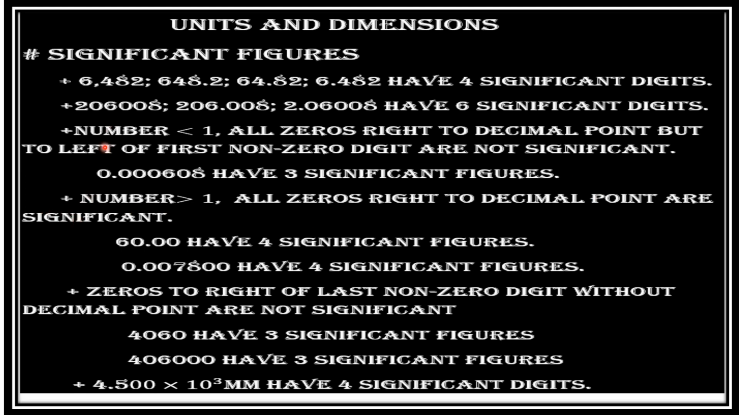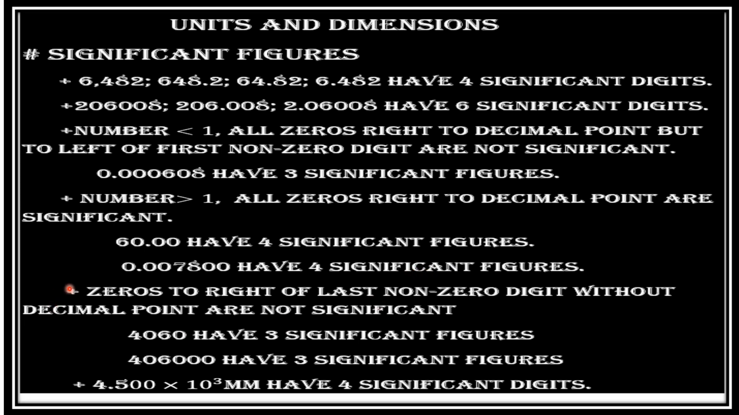Next, the exception to this: if the number is greater than 1, all zeros to the right of the decimal point are significant. Here, this number is less than 1. Absolutely, this is 60.00, which has four significant figures. This is greater than 1, and we should count all non-zeros and all the zeros to the right of the decimal point: 1, 2, 3, 4. Finally, we have four significant figures here. Coming to this one, it is less than 1. From this, these two zeros are non-significant, and only these four are significant. So we have four significant figures.